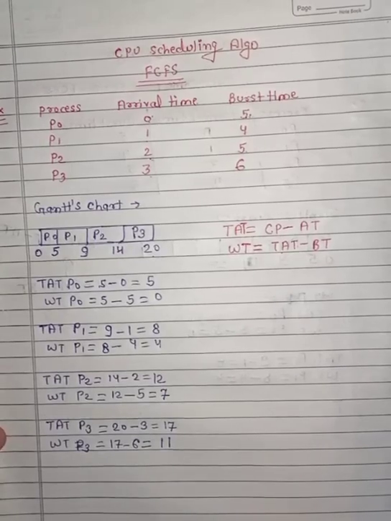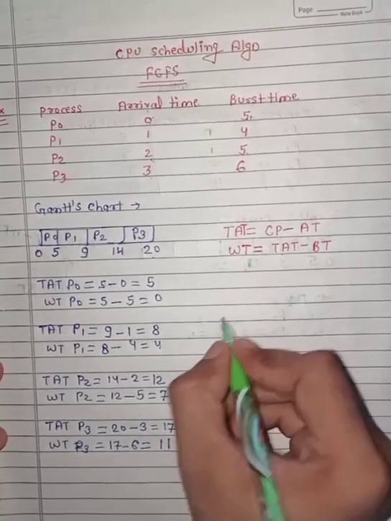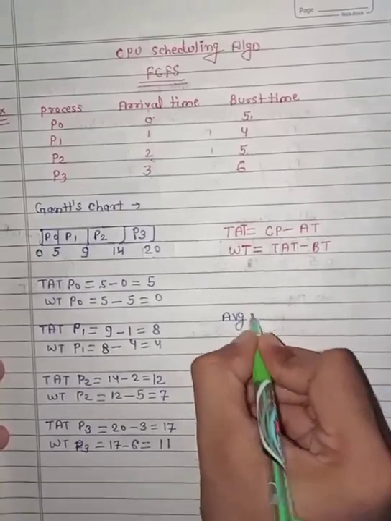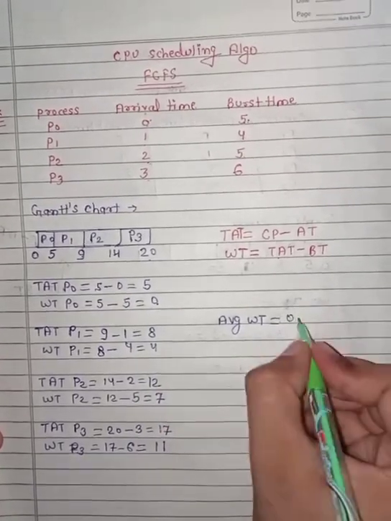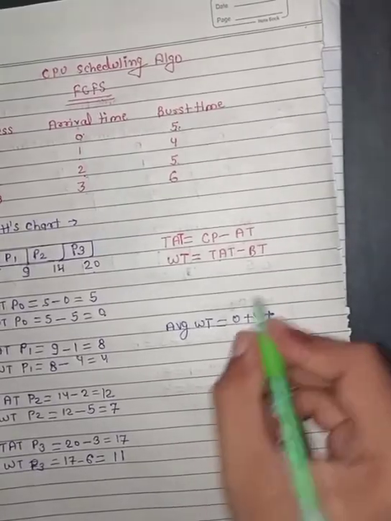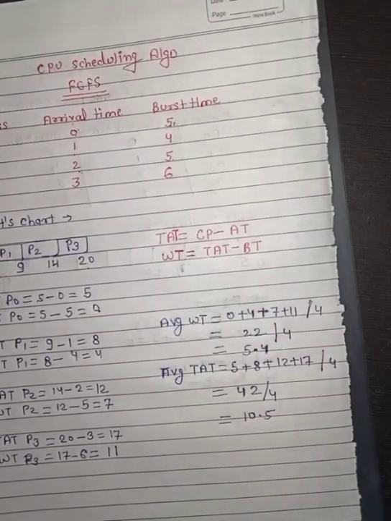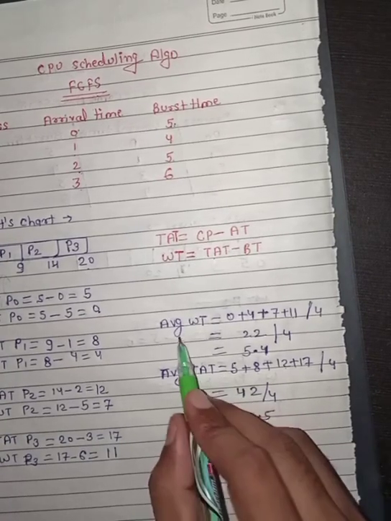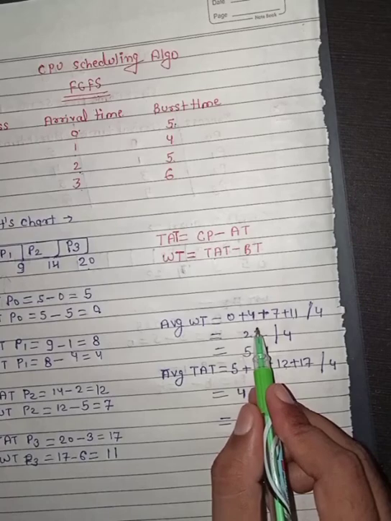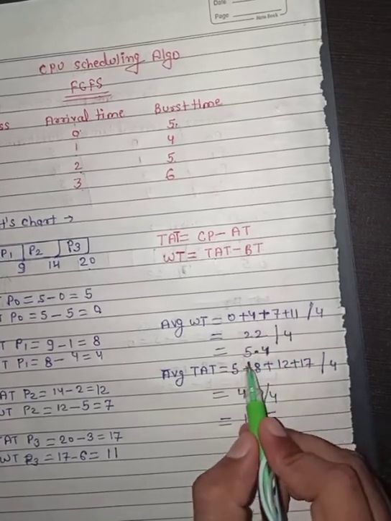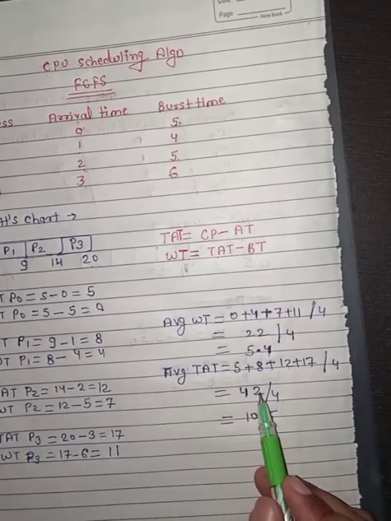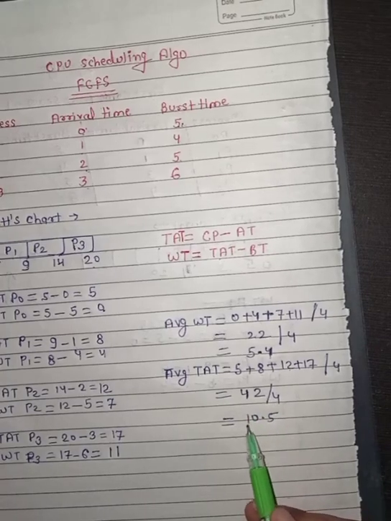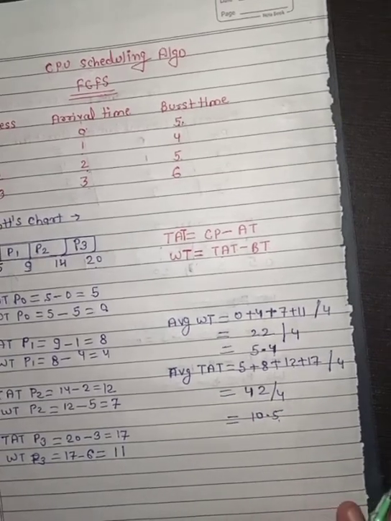So we can find the average waiting time and average turnaround time. The average waiting time for these four processes P0, P1, P2 and P3 is 5.4, and the average turnaround time for P0, P1, P2 and P3 is 10.5 units of time.